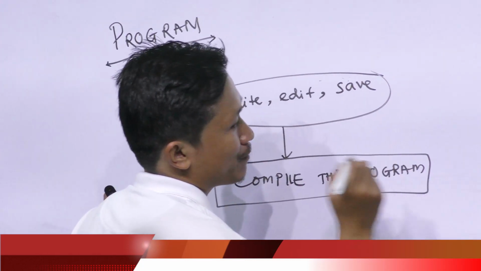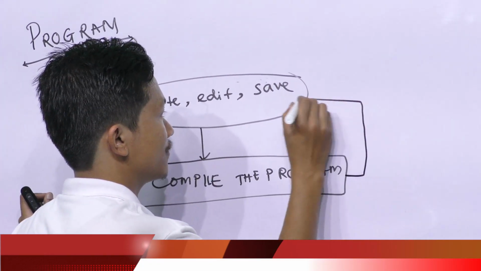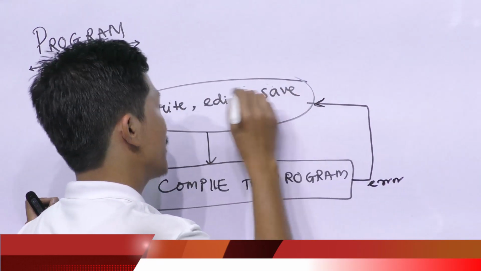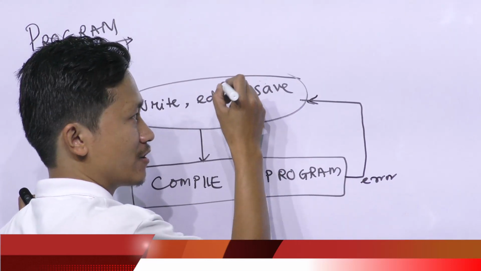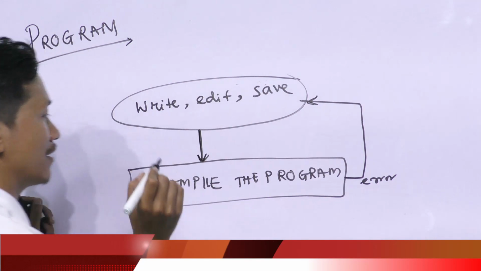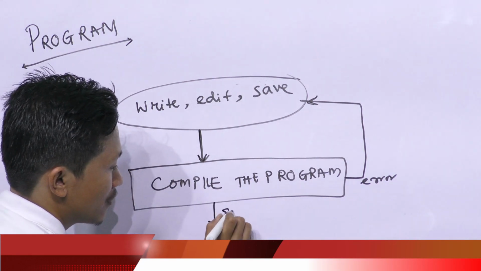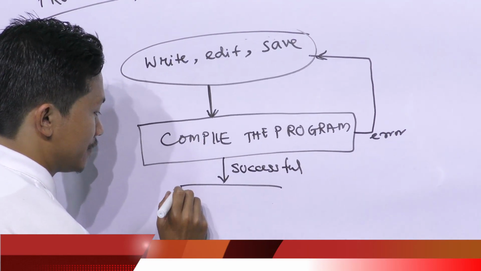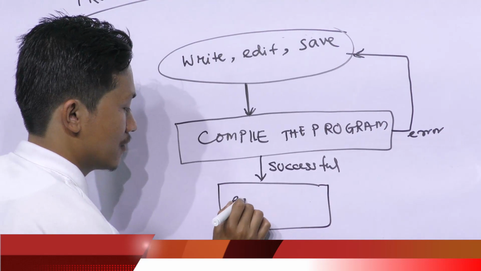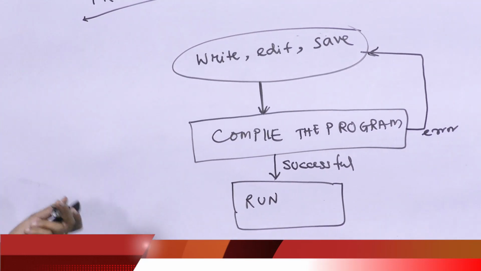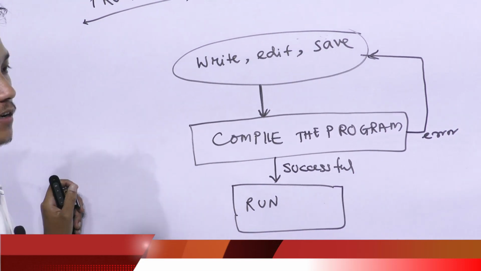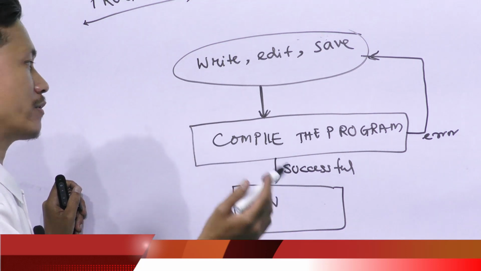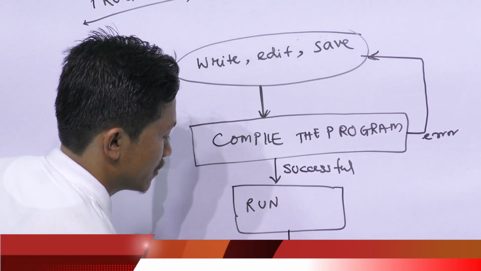If there is some compilation error, then we have to go back to the edit step. We have to modify the program, then save the program, then come to the compilation step. If this is successful, then we have to run the program and see the outputs of the program. If the output of the program meets the output specification of our program, then we are done. Done means end.